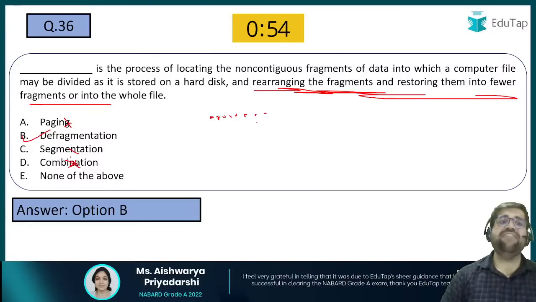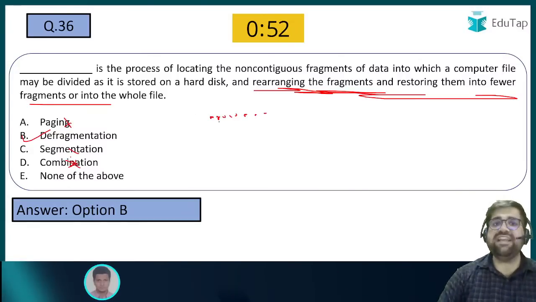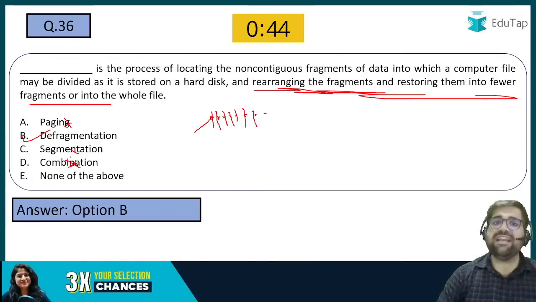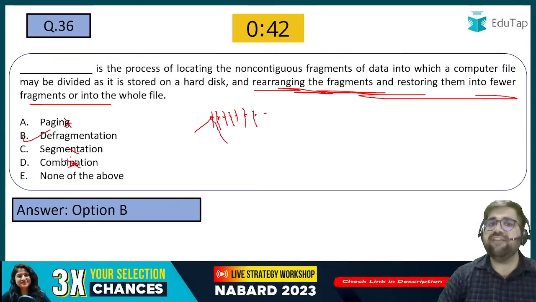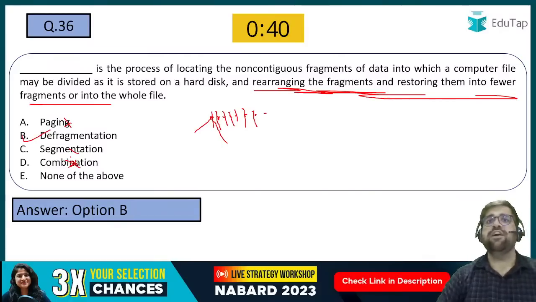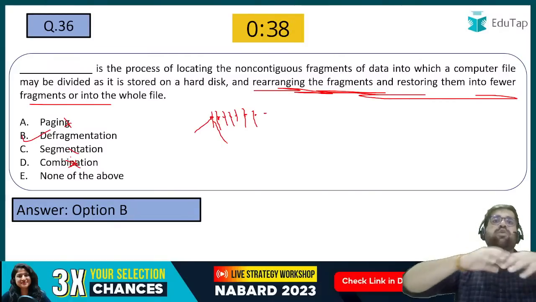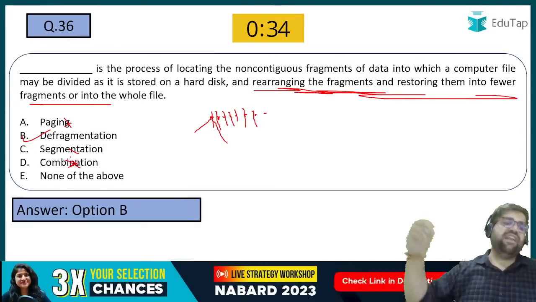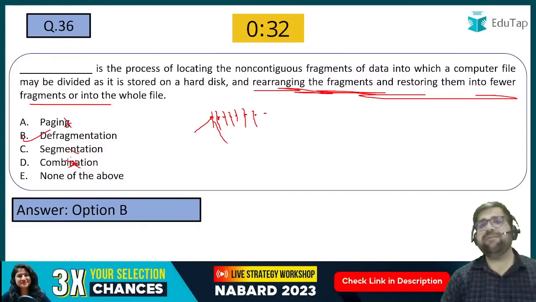So this is why defragmentation is done. Basically, defragmentation is all about dividing big data into small things. The computer will decide where it can keep each particular piece of data, so that the big unit is broken down into small things and can be used as and when required. So this is basically what defragmentation means.